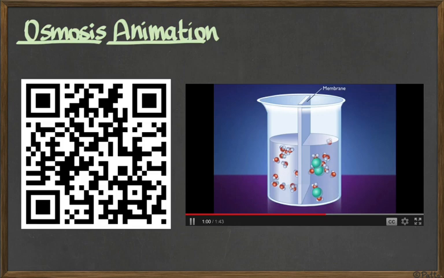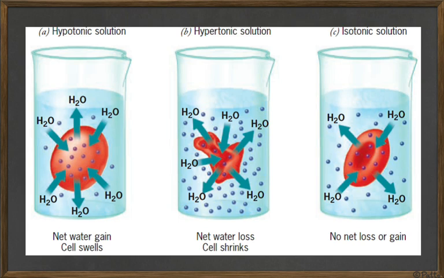Okay, and now 3 examples for you, introducing a new nomenclature. On the left, we have something called the hypotonic solution. Tonic is concentration.